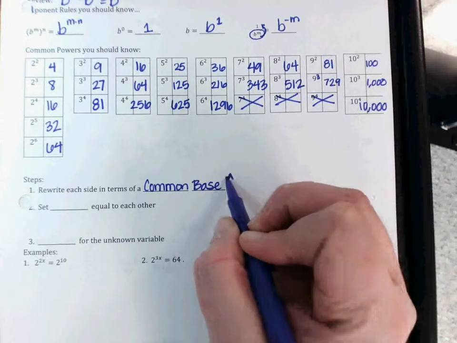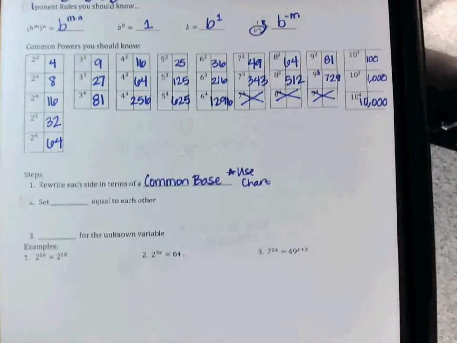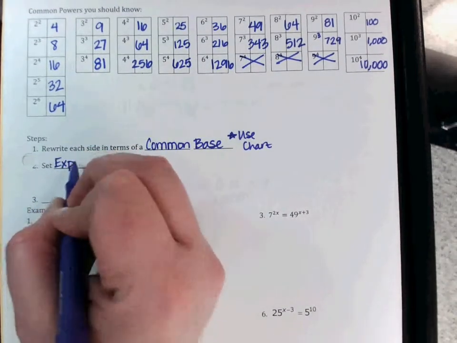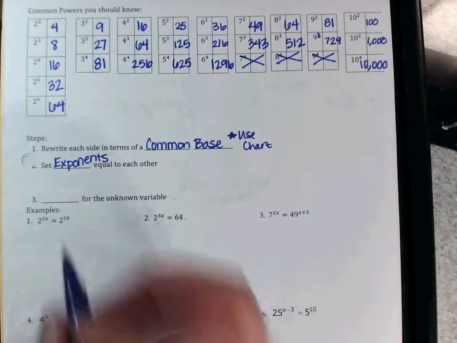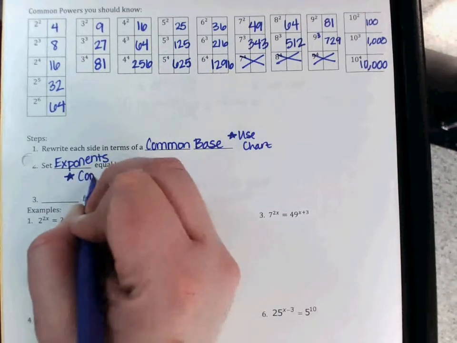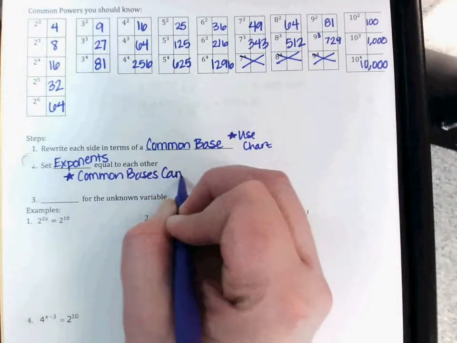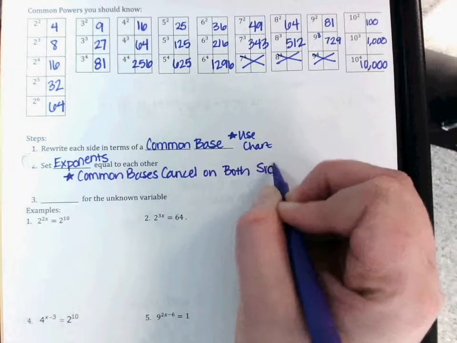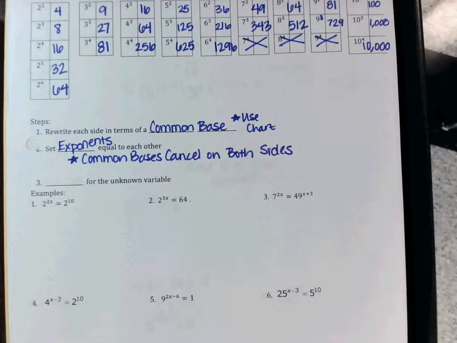Okay, and then I'm going to put a little star here. You're going to use the chart to do that. That's why we made the chart. And then after you get a common base, you're going to set the exponents equal to each other. The reason that you're allowed to do that is that the common bases are going to cancel on both sides. And I'll show you what this looks like in a second, but just so you have steps. So you're going to cancel out the common bases, then you're going to set the exponents equal, and then you're going to solve.